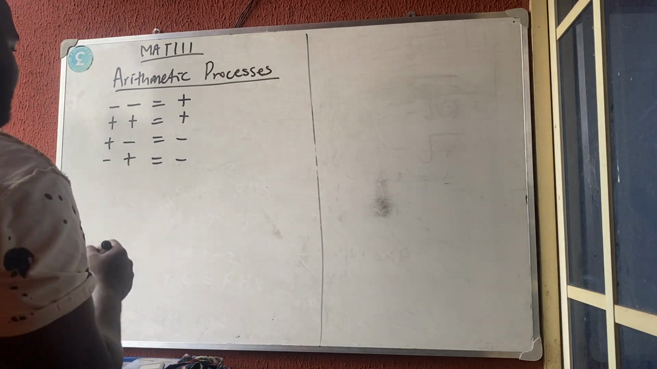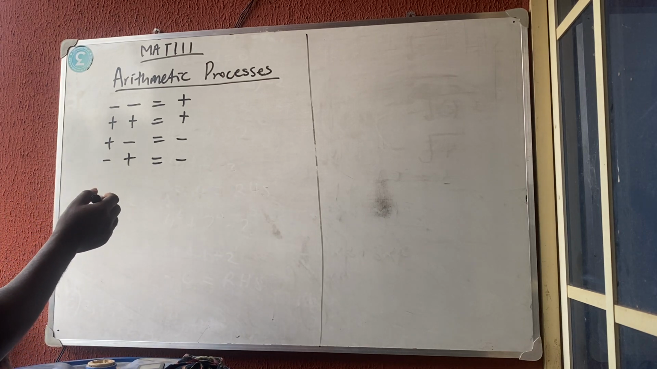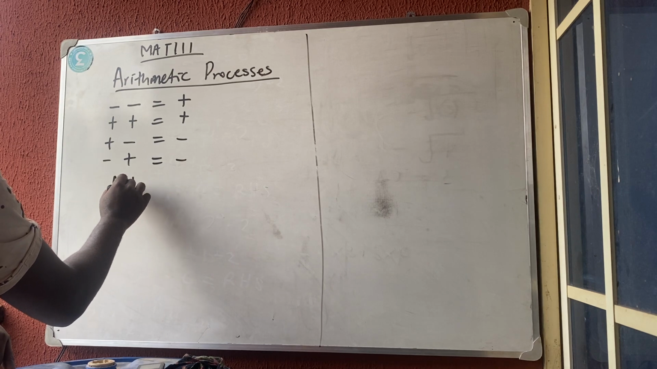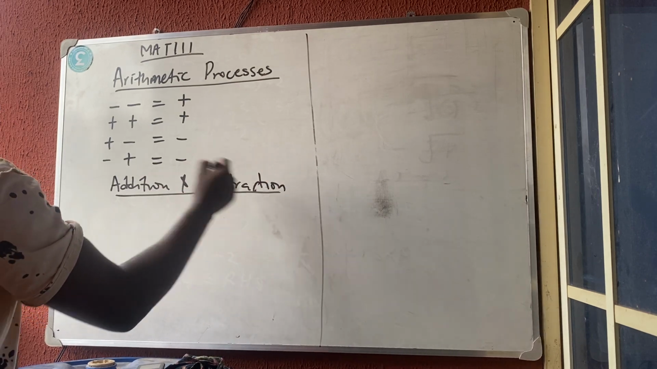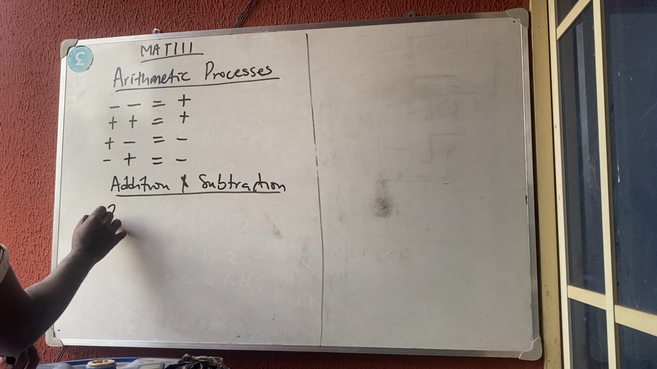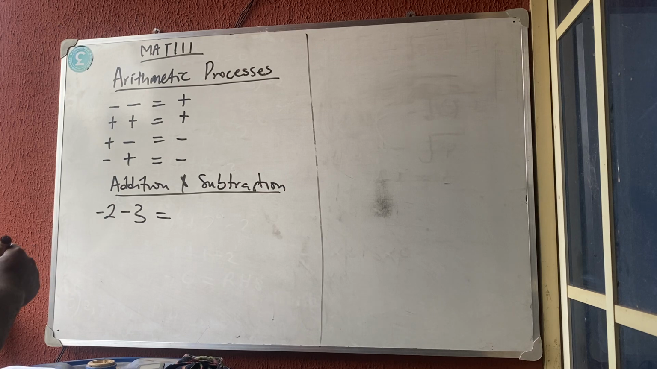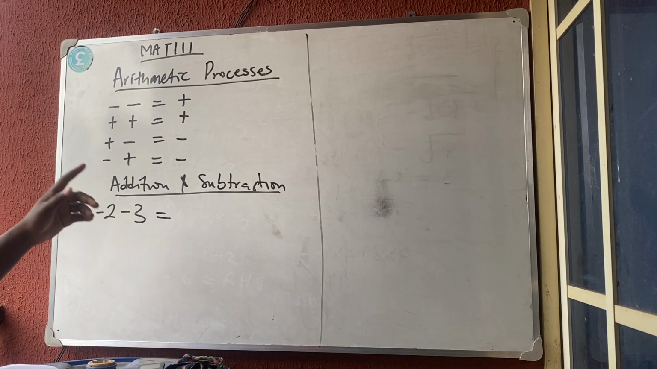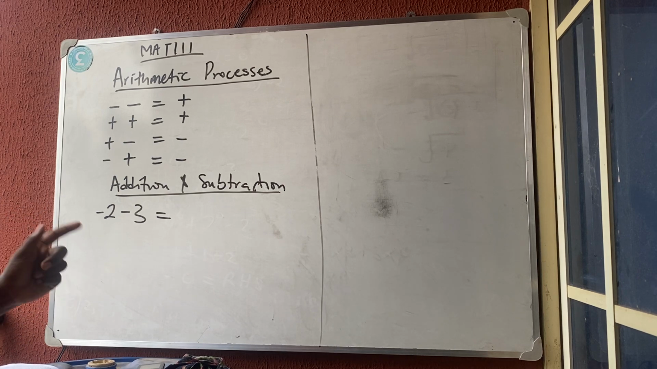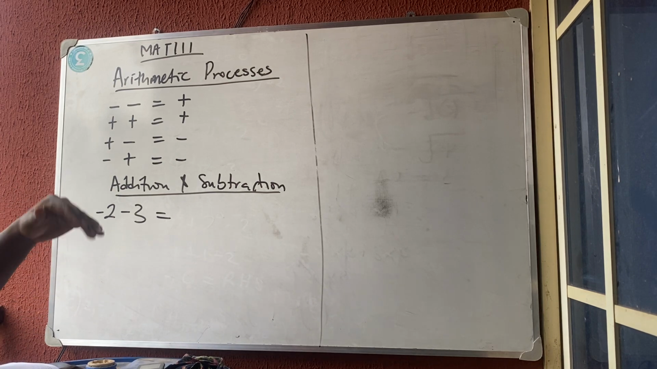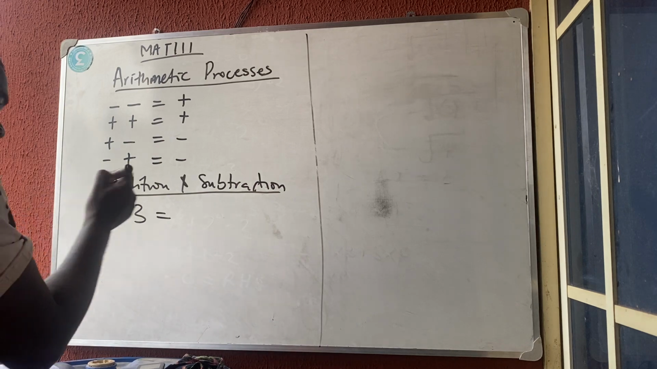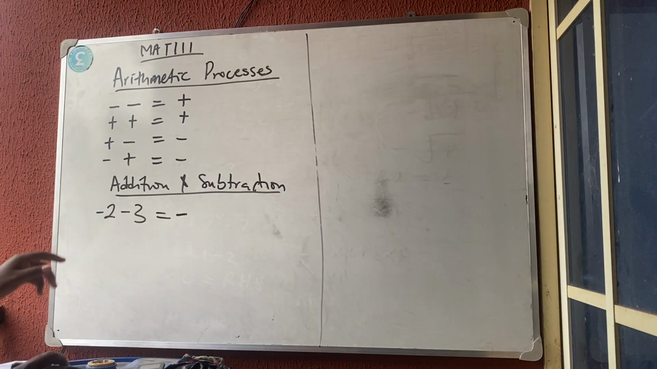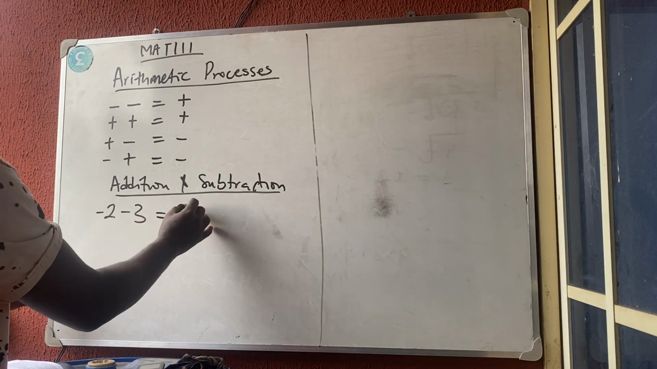So let me show you how we apply this in addition, subtraction, multiplication, and division. For instance, addition and subtraction. Let me start from the little one, minus 2 minus 3. How do you do this? You remember that minus minus is the same sign, and if they are the same, the operation you do is plus, but your answer goes with the sign of the bigger one. 3 is bigger than 2, and the sign of 3 is minus, so my answer must go with minus. But the operation I'm going to do is plus, because the signs are the same. So 2 plus 3 is 5. As simple as that.